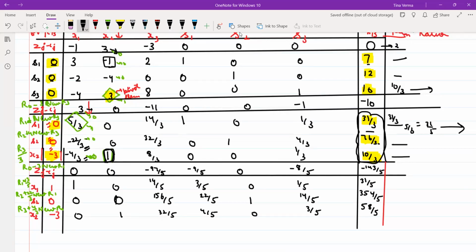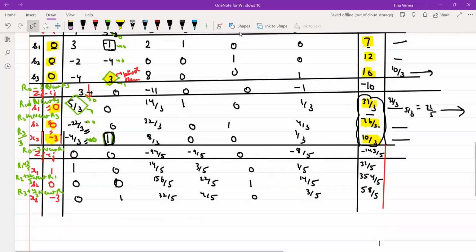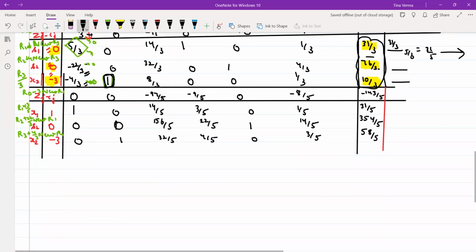Now, can I stop the iteration at this step? It was my minimization case and all my Zj minus Cj are less than or equal to 0, which means this is my optimal iteration and I can stop over here.